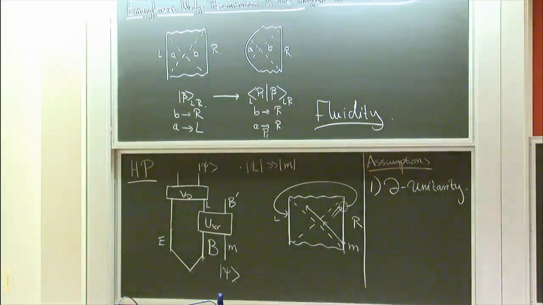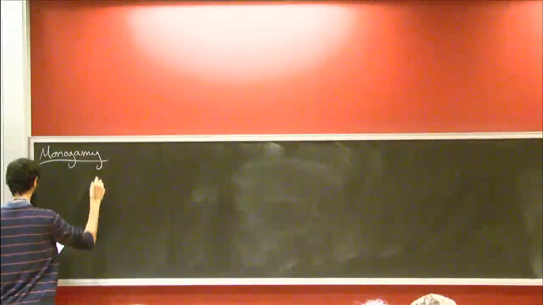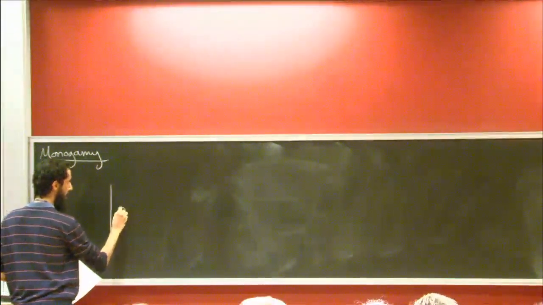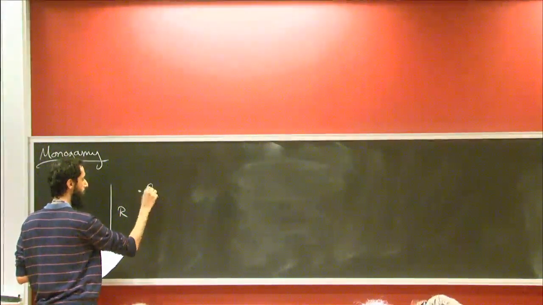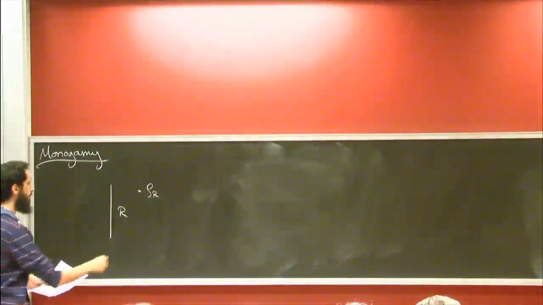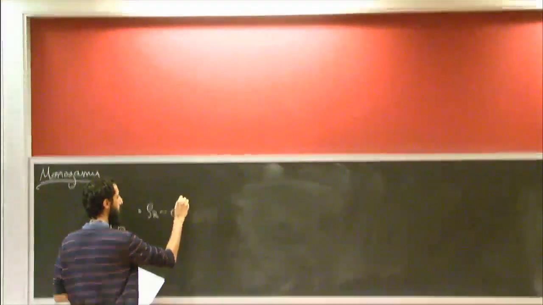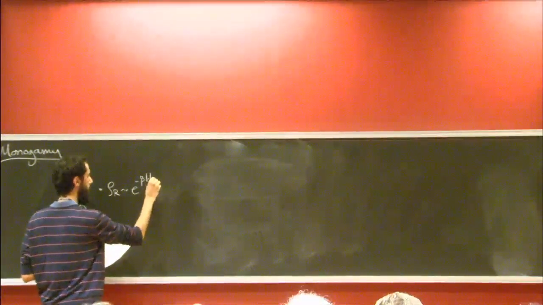Okay, we don't need this guy anymore. It turns out to be instructive to start by addressing the monogamy of entanglement argument for firewalls. So you'll see the connection soon. So let's start with a CFT R, which is in the thermal state. So rho R is e to the minus beta H_R.